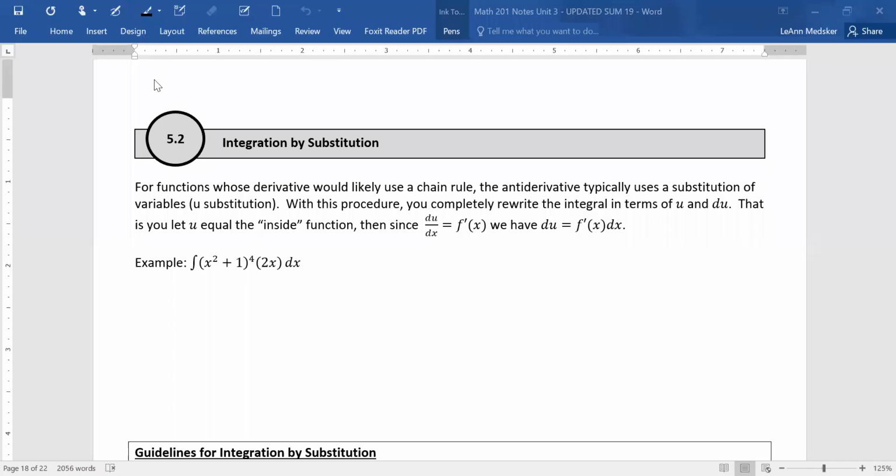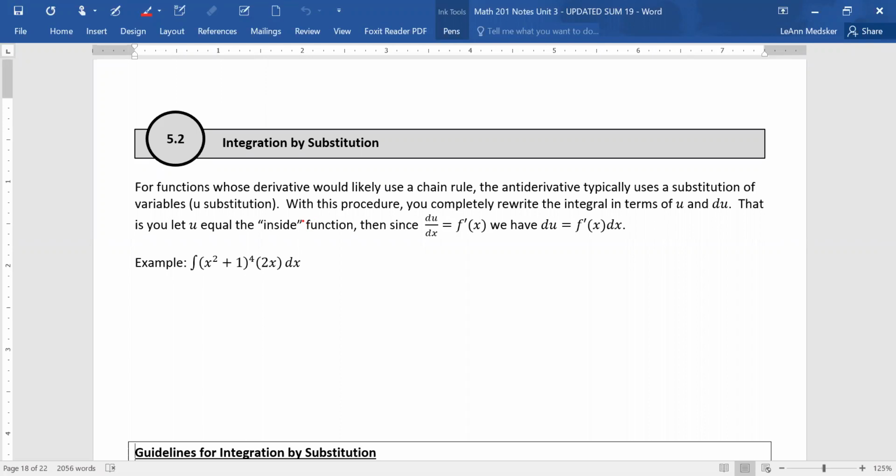All right, this is the pre-video for section 5.2 and 5.3. This is going to be a little lengthier than normal because this is the day that I will have the sub, so I'm doing a little more than normal just so that you guys get a well-rounded lesson.